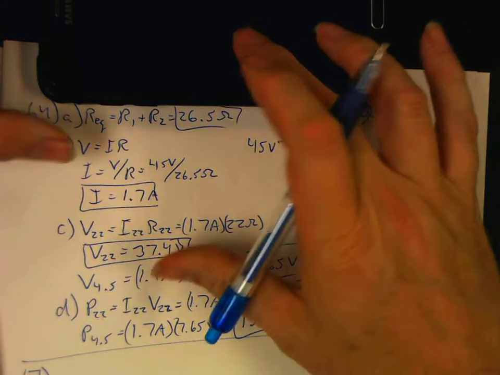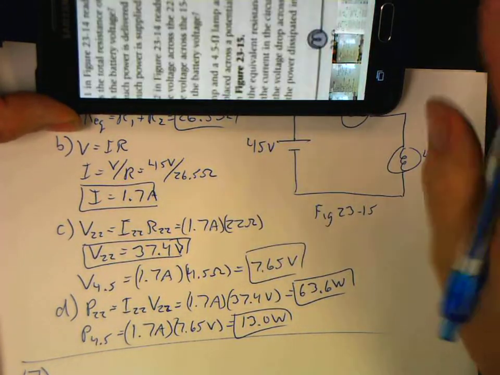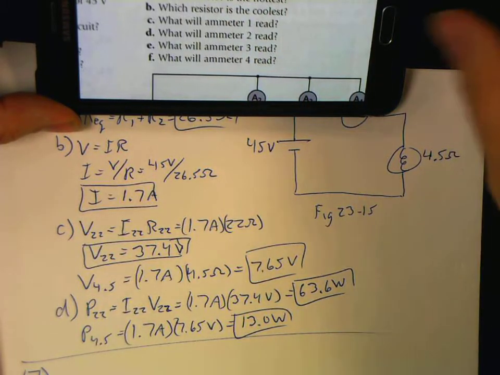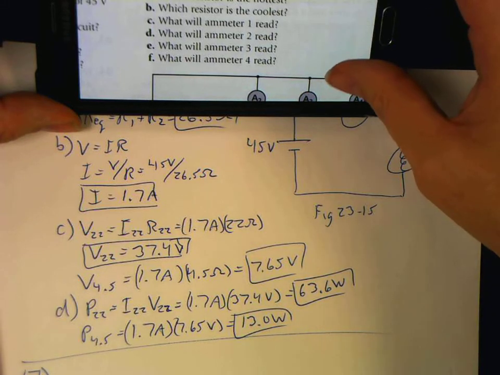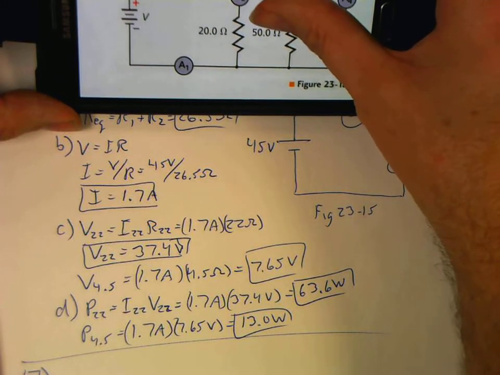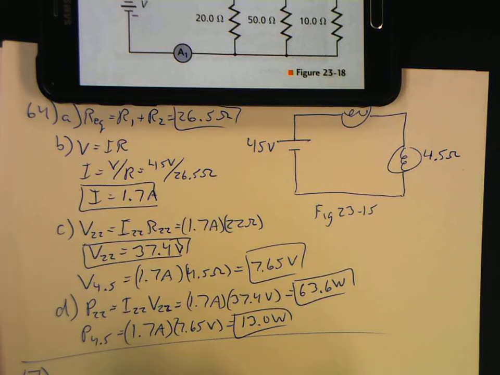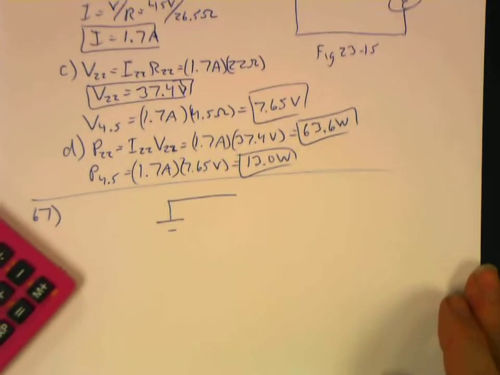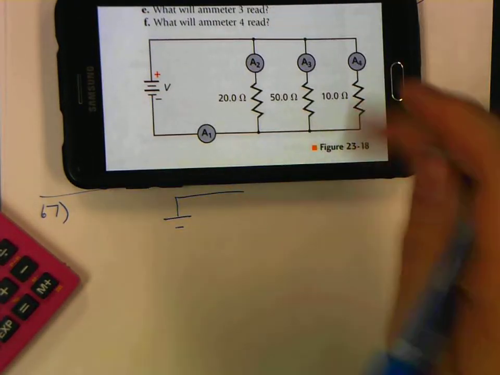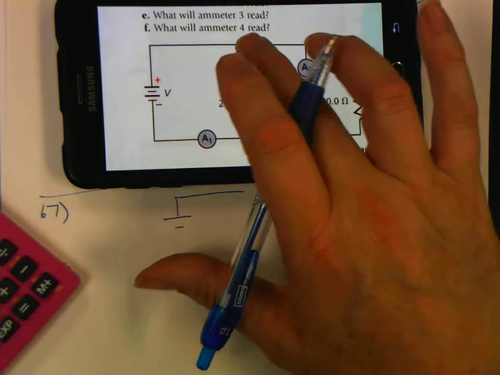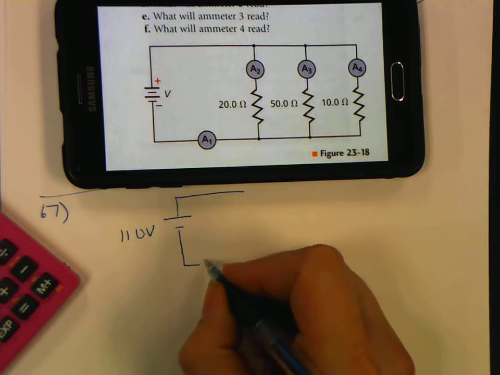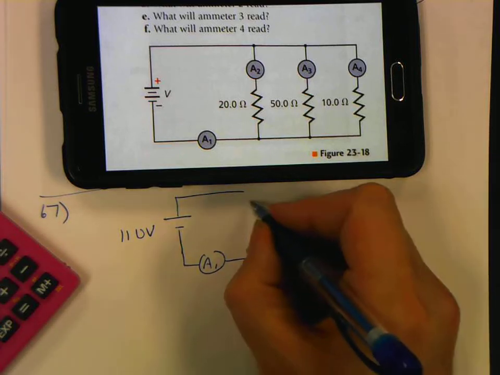Question number 67, if I can wake up my phone again, somewhere in here. Question 67, figure 23.18, which is the one below us. The battery develops 110 volts. Okay, so now we have a series circuit, and let's move this guy up here, get a good picture of this guy. They just said 110 volts. Sounds like it might even be plugged into a wall outlet.